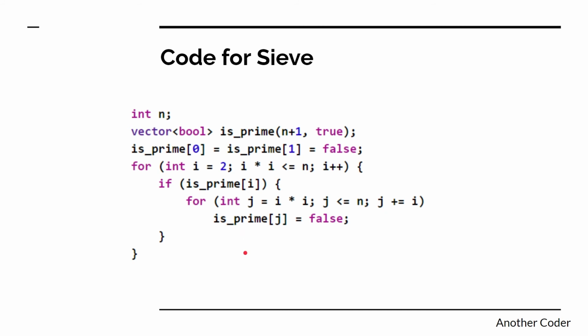Now if we need to find whether a number n is prime or not, we just need to check its value: if it is true, then it is prime. If it is false, then it is not prime, it is composite. So this is the whole concept of Sieve of Eratosthenes, and there's nothing more to it.